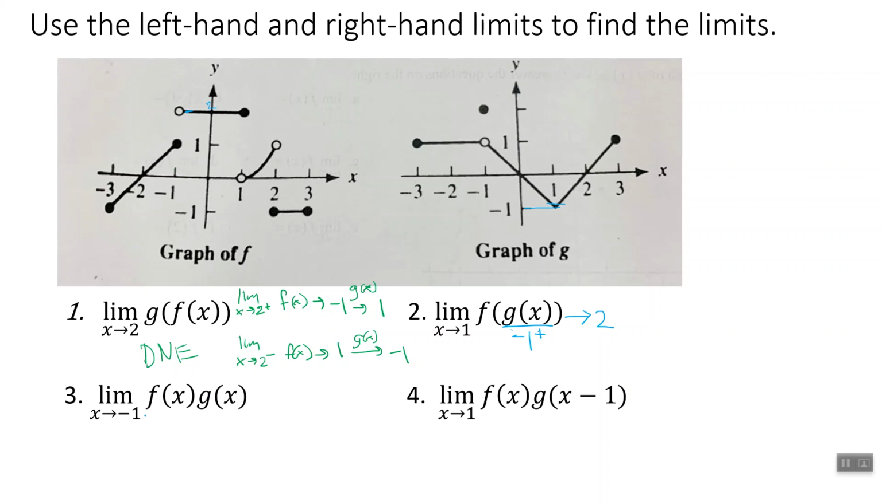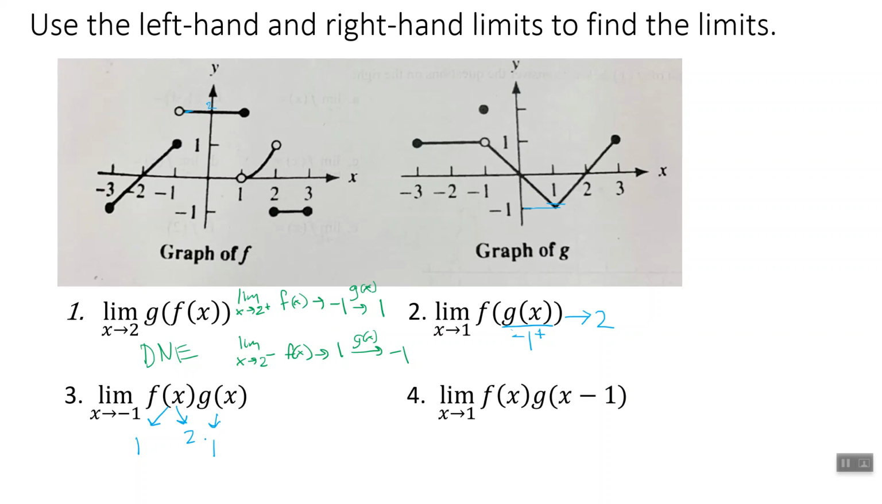Next up, let's try this one. We're going to -1 in both of them. So in g, from both sides, we're going towards -1. From both sides, we are going towards 1. So for both of these in g, we're going towards 1. With f at -1, we're going to two different things. So from one side, it's going to 1, and then from the other side, it's going to 2.